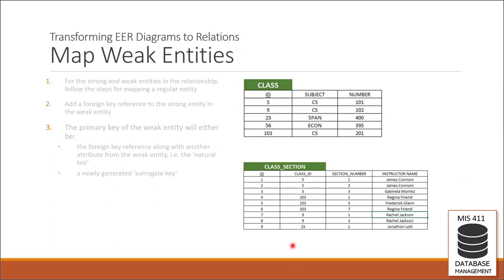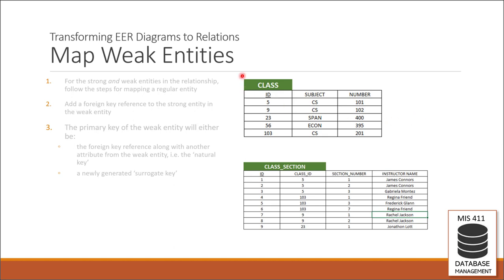So what do we end up with after we've converted everything to relations? Here we have the class relation, or table, and the class section relation, or table. As you can see here, I've opted to use a surrogate key for ID as the primary key, right? I'm using the surrogate, which means that I would generate an incrementing number for each row: 1, 2, 3, 4, 5, 6, 7, 8, 9. If you chose to do so, you could actually just use the class ID and section number combination as the natural key, as we discussed. Really, again, it's a design decision, so it's up to you which direction you go with that.